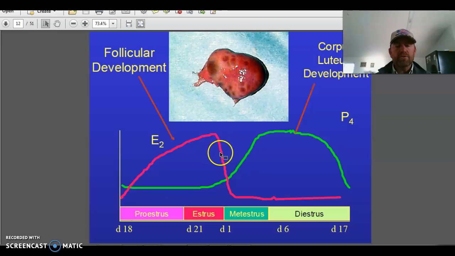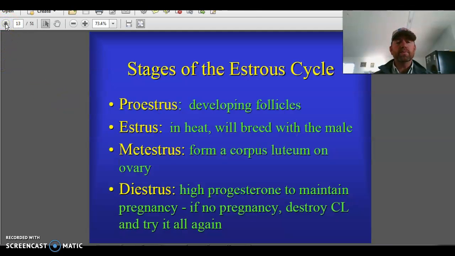And with ovulation, we have estrogen dropping. And where they ovulated from, there is a scar. That scar then turns into a corpus luteum, which is the rise of P4 here on the green line, which is progesterone. This is what prepares the cow for pregnancy. Two main structures on the ovary. Make sure you put those in your memory banks, and we will talk more about them later.